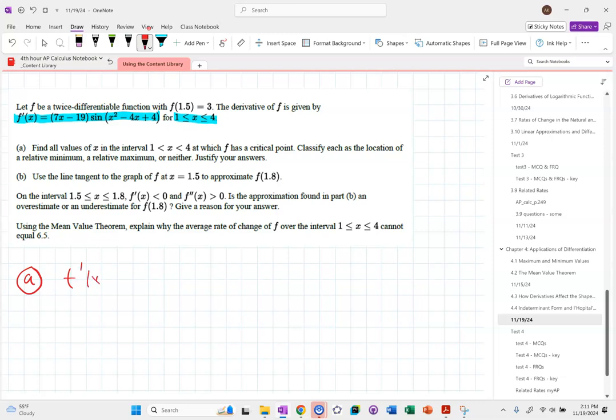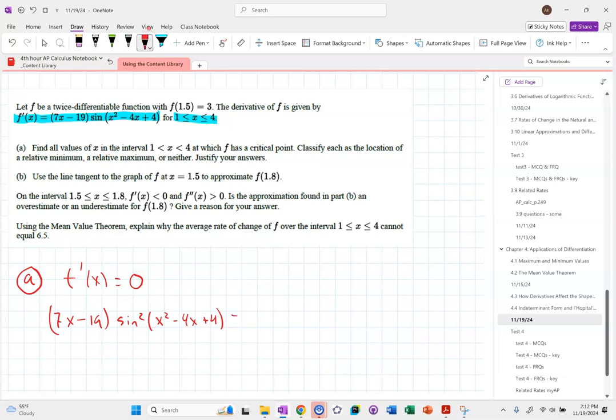So f prime of x equal to 0. How do I know that I don't have to check for where the derivative doesn't exist? It tells you it's differentiable, which means that the derivative exists everywhere. You could also look at this as a polynomial, whose domain is all real numbers, times a sine function whose domain is all real numbers. It's got to be defined everywhere there also, right?